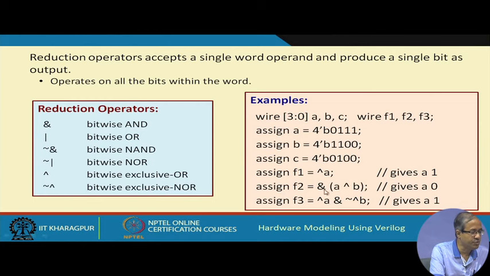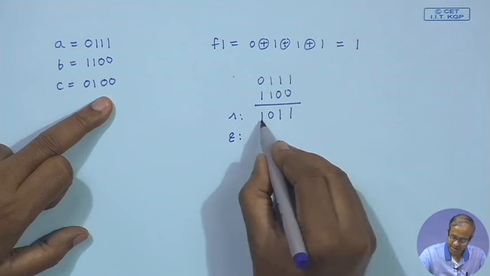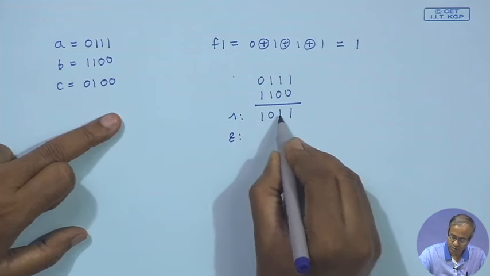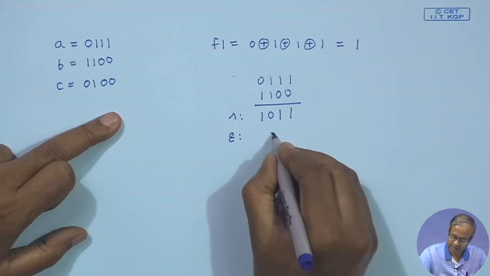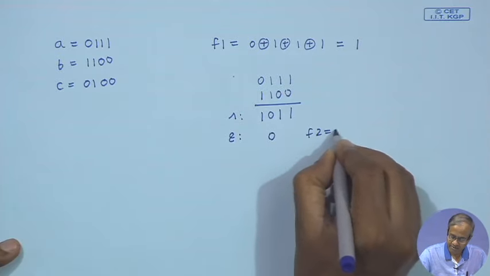Similarly, here F2 is doing A XOR B and then AND of that. That means this is your reduction operator. First, you take an XOR of A and B. A was 0 1 1 1, B was 1 1 0 0. You take the XOR first: 1 and 0 is 1, 1 and 0 is 1, 1 and 1 is 0, 0 and 1 is 1. This is your XOR, and then you use the reduction operator ampersand. You take AND of all these 4 bits, 1 0 1 1, and because at least one 0 is there, the AND operation will give you a result 0. So, your F2 will be 0.